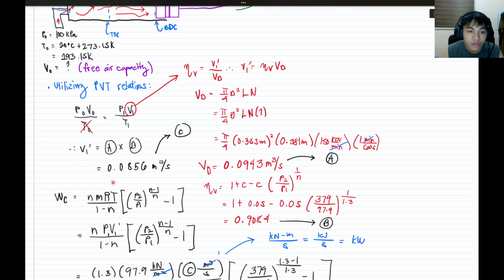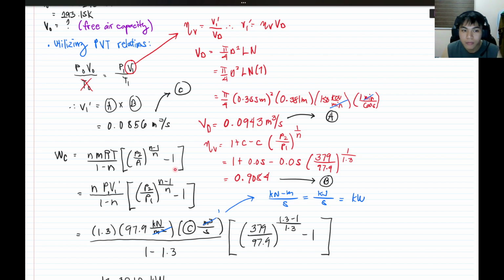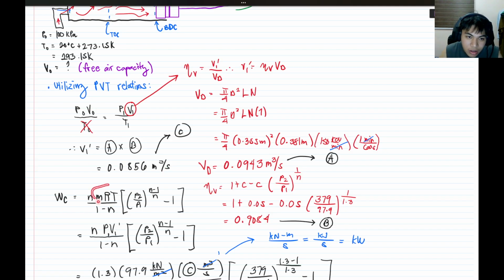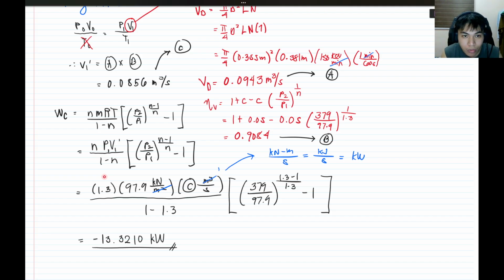Now that we have V1 prime, we can compute for the work of the compressor. The conventional formula for this is N MRT over 1 minus N multiplied by the quantity pressure ratio P2 over P1 raised to N minus 1 over N, minus 1. Okay? We know that MRT is equal to PV. So we will replace MRT with PV. So we will have the new formula: N P1 V1 prime over 1 minus N multiplied by the quantity P2 over P1 raised to N minus 1 over N, minus 1.